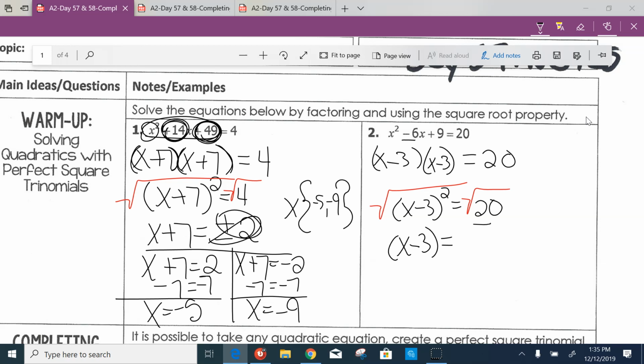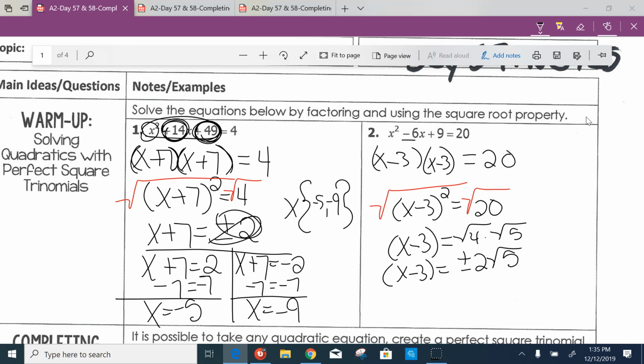The square root of 20 is the same thing as the square root of 4 times the square root of 5. The square root of 4 is 2, so plus or minus 2 times the square root of 5. The square root of 5 is going to be a decimal, so it doesn't matter what I multiply it by, I'm always going to have a decimal answer.